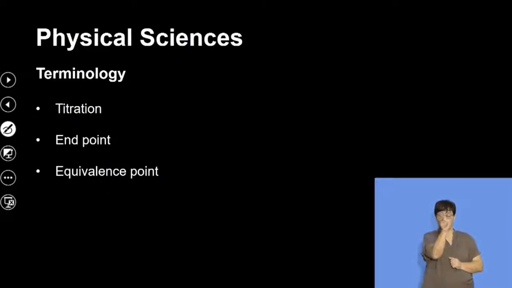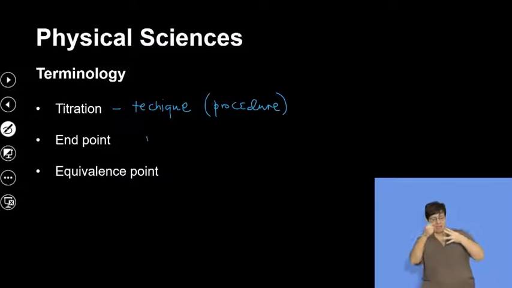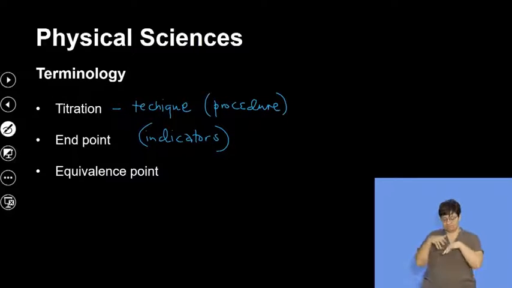In terms of the terminology, the technique involved is titration. Titration is a technique or procedure carried out using a standard solution to determine an unknown concentration. We spoke of an end point of a titration and a point of equivalence, and of the chemical indicators which have a color change. The end point is where, in a neutralization reaction, all the substances have reacted.